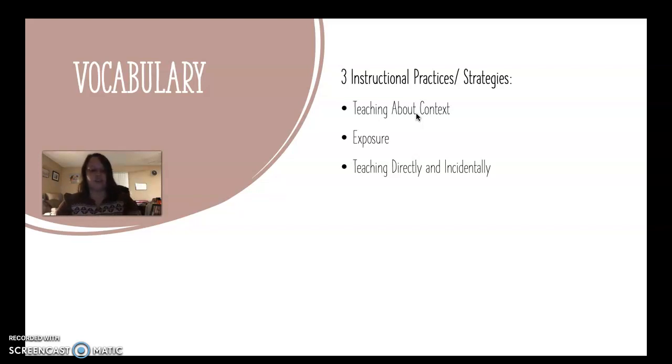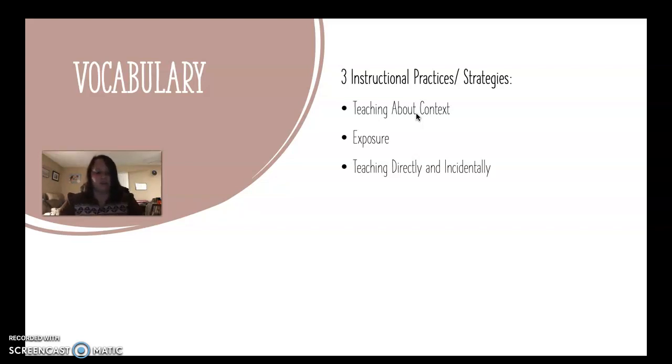We also need to be teaching directly and incidentally. We can do this by showing the students both examples and non-examples, like I said. This could be done using the word map again. This is going to allow them to see what the word is and what the word is not. We can also link these vocab words to other words that they are more familiar with.